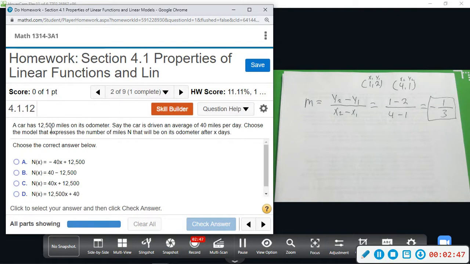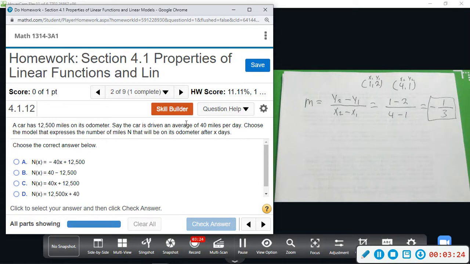Alright, question 2 says a car has 12,500 miles on its odometer. Say the car is driven an average of 40 miles per day. Choose the model that expresses the number of miles that will be on its odometer after x days. Okay, so this N(x) says this is a function of the number of miles that will be on its odometer. That's what N stands for. So x, what they tell us, after x days. So x days will have this many miles.